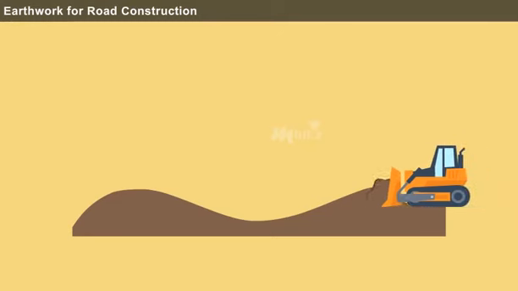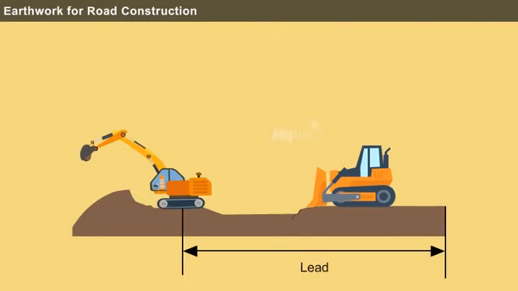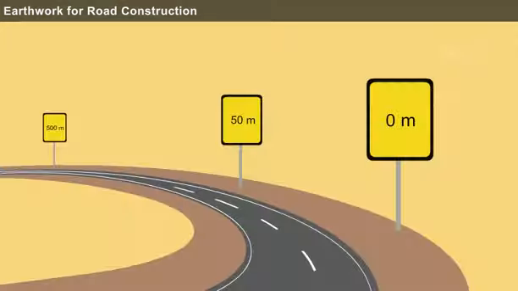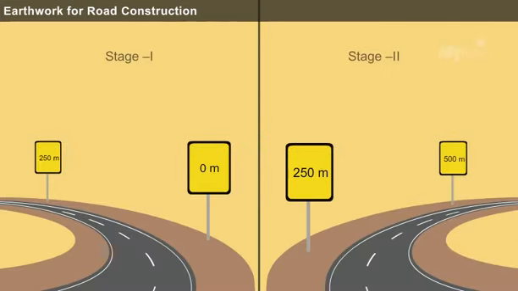Lead and lift. Lead is the horizontal straight distance through which the earth is carried from one place to another, that is, from the source to the place of spreading. Simply, the center-to-center distance measured from the source to the place of spreading is known as lead. Usually, the unit of lead is taken as 50 meters for a distance that ranges up to 500 meters, and the earthwork is measured as a separate item of work in 2 stages.